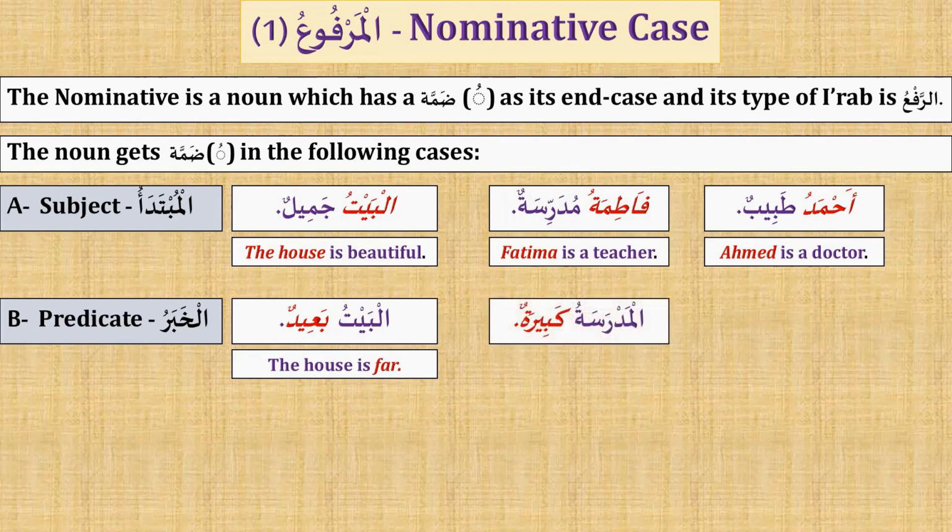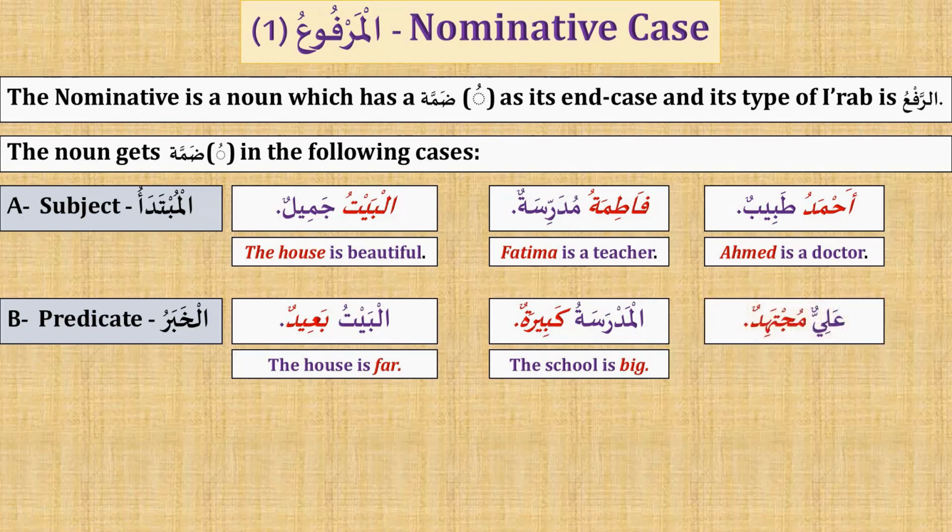The next example, al-madrasatu kabiratun. The school is big. The last word in the sentence is kabiratun, which is khabar, predicate. It must end with dhamma. Kabiratun. The school is big. Third example, Aliyun mujtahidun. Ali is hard working.